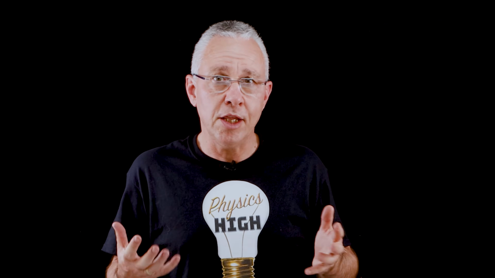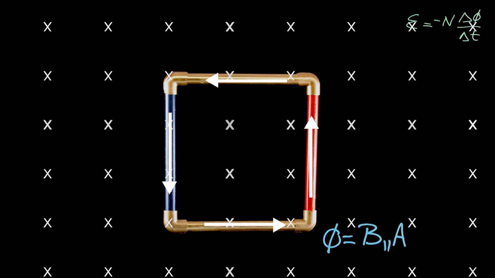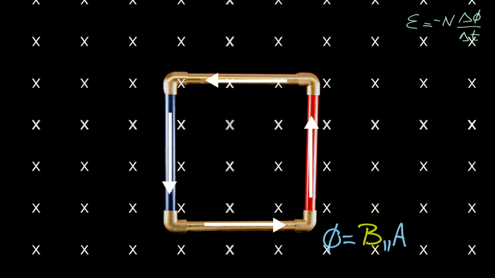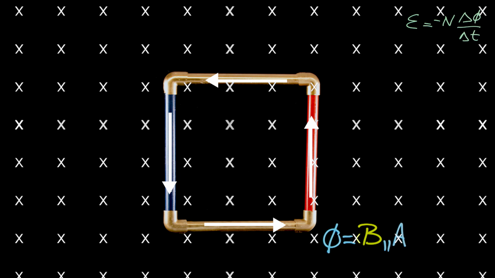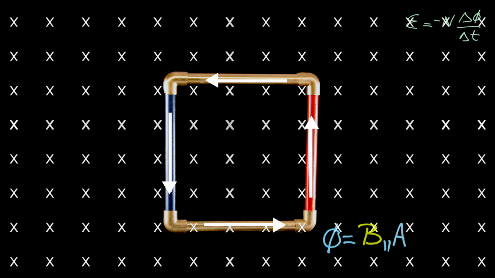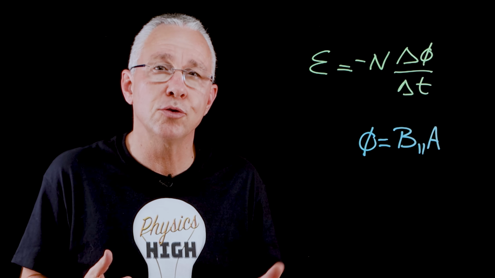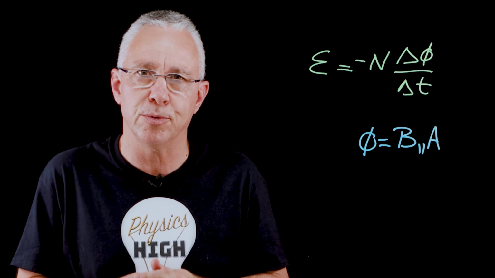Another way I could do this is I can change the strength of the magnetic field. So, for example, if I increase the magnetic field strength, I generate an EMF and thus generate an induced current, as shown. Now, of course, in both cases, the EMF is proportional to the rate at which the variables change.